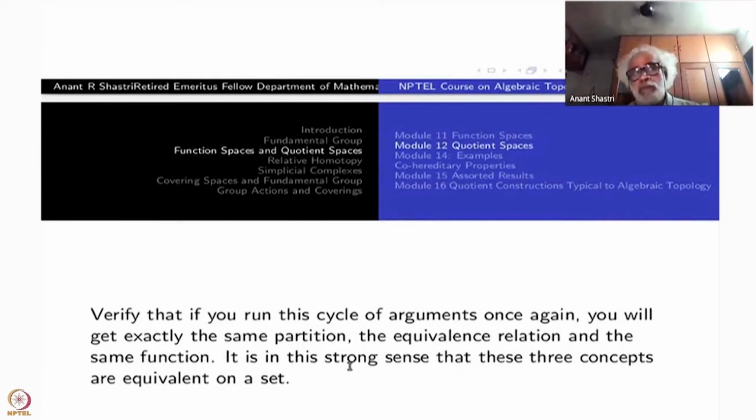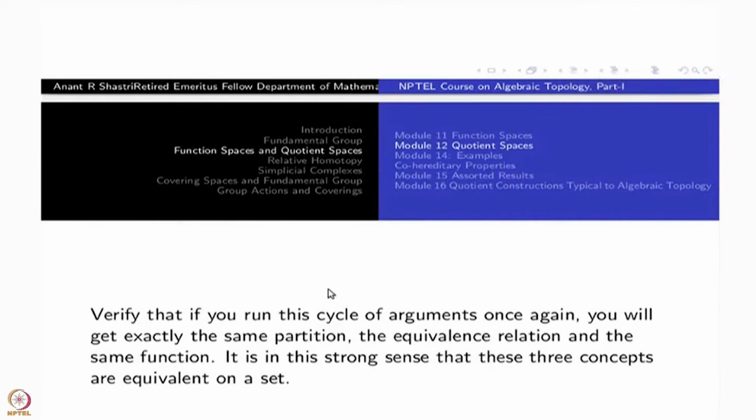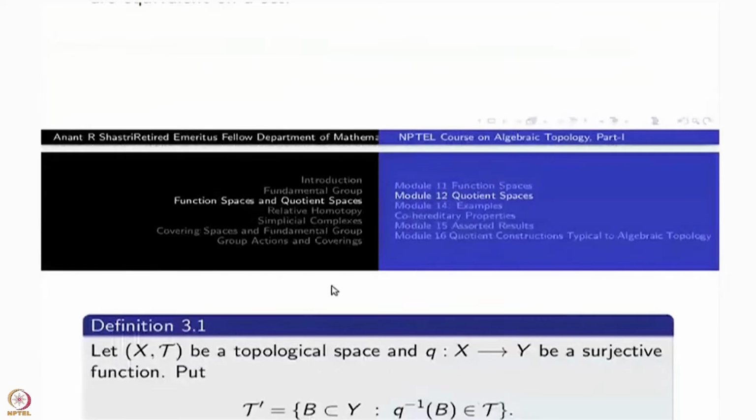So when you have an equivalence relation or a surjective function or a decomposition, even if only one of them is given, you should have all three in your mind, so that you can use whichever description you want.